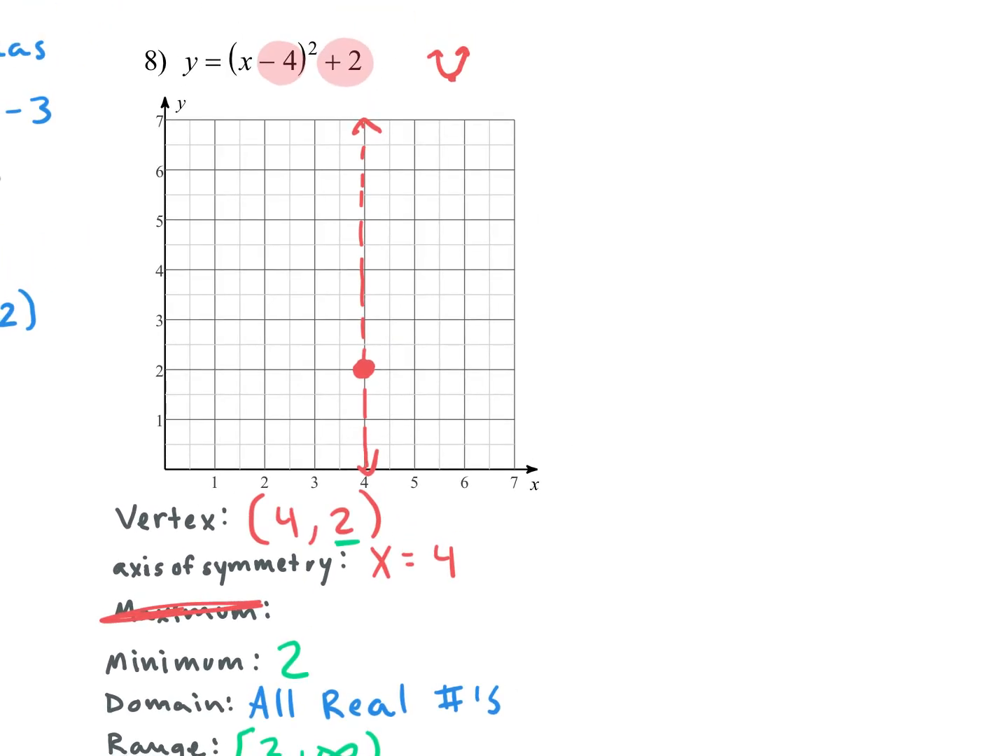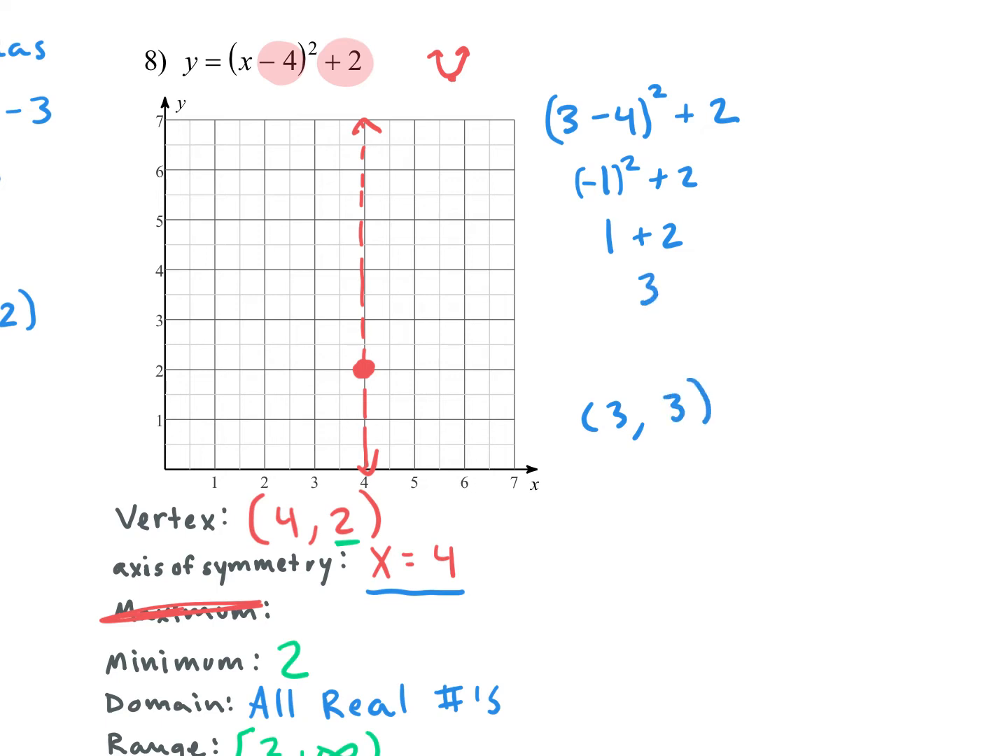Now I need another point on my graph. So what number can I plug in? I want to plug in something close to 4, so I'm going to plug in 3. So I have 3 minus 4 squared plus 2. So what's 3 minus 4 squared? 3 minus 4 is -1, and then -1 squared would be 1. And 1 plus 2? 3. So I plugged in 3 and got 3.